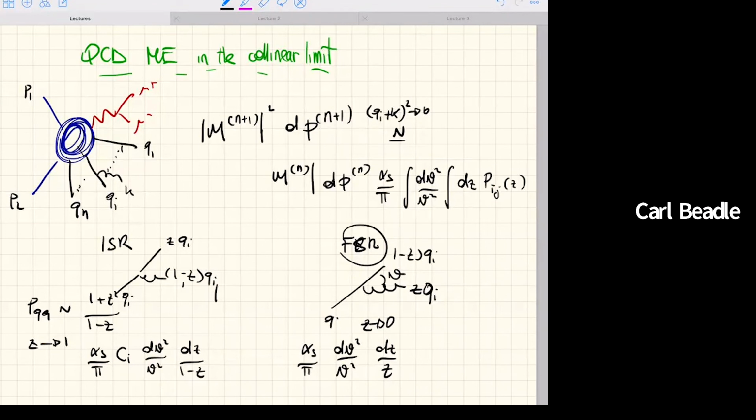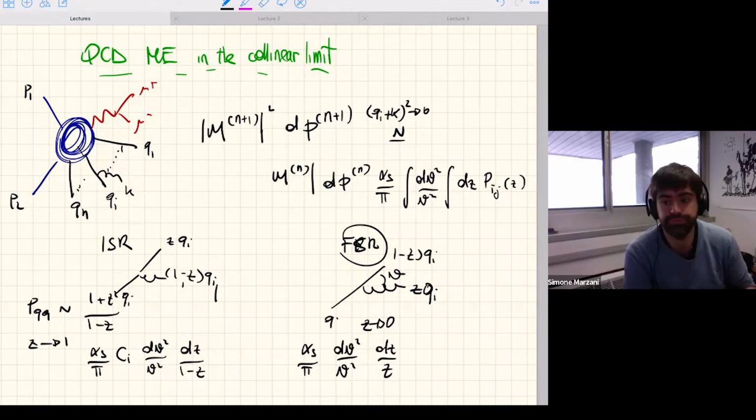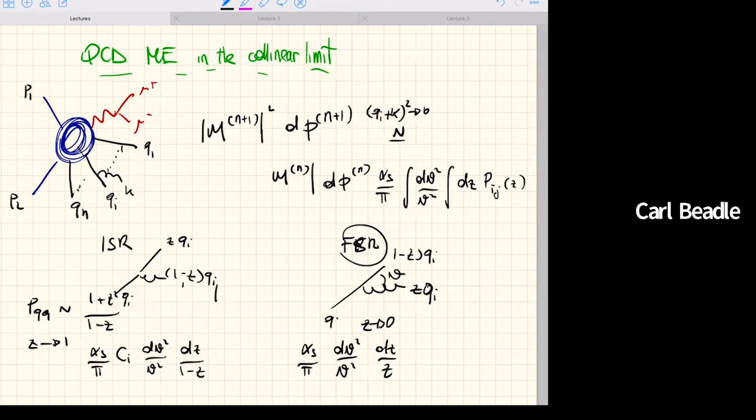Can I ask for a clarification? Sure. What frame is this occurring in? Because presumably the opening angle is Lorentz frame dependent. So are you working exclusively in a lab frame here?